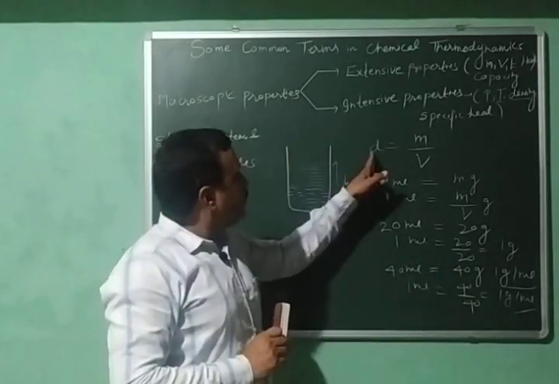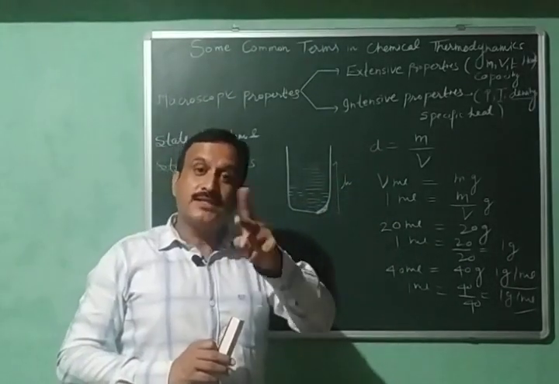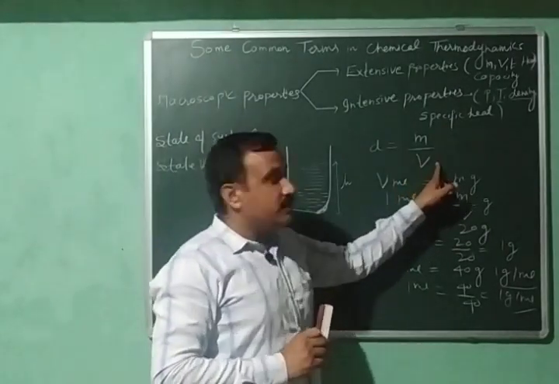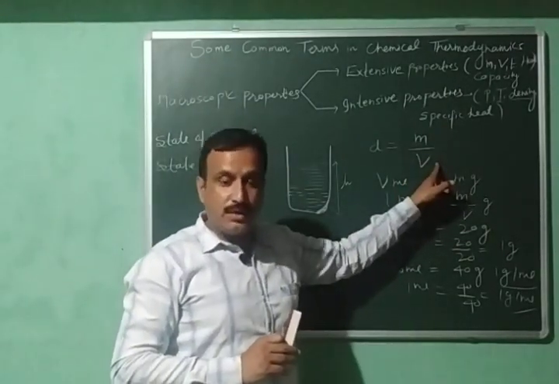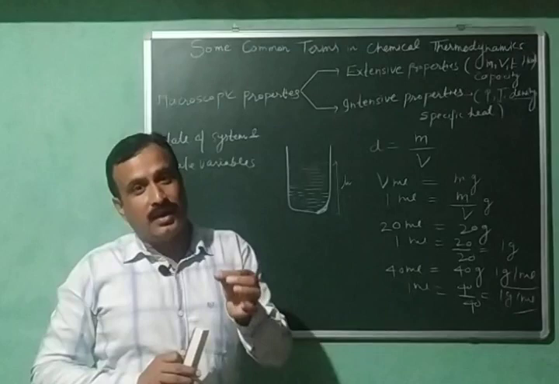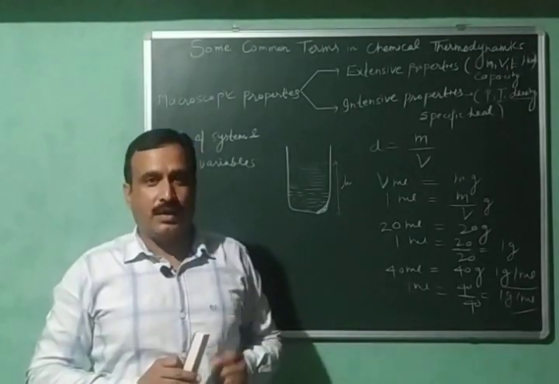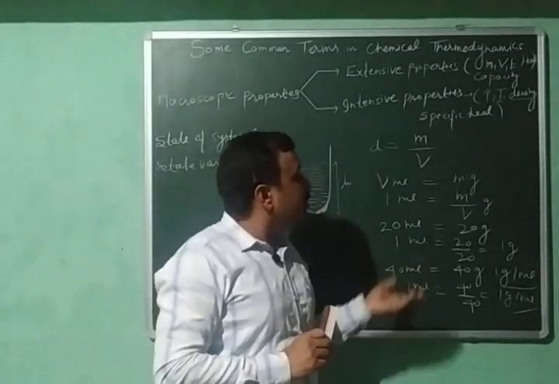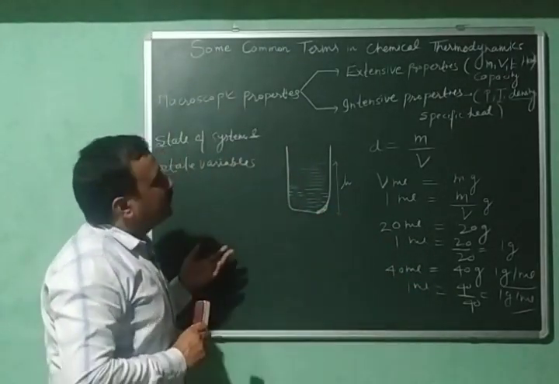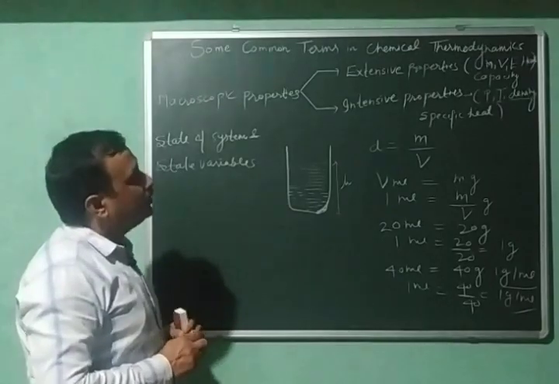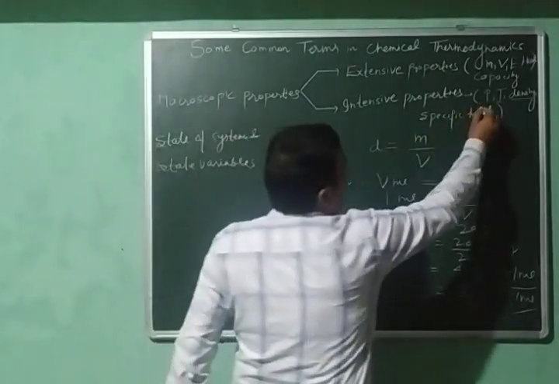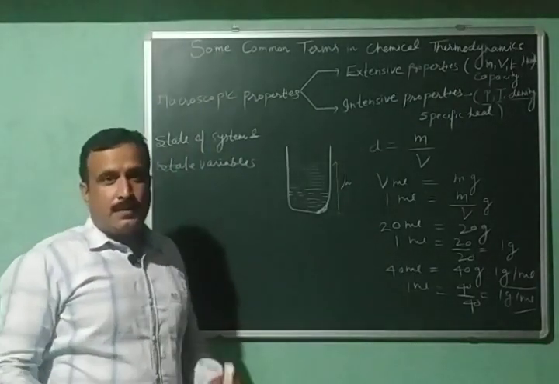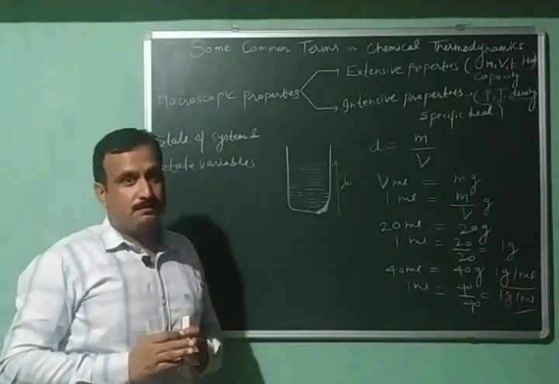So density is the ratio of two extensive properties. Mass is an extensive property, volume is again an extensive property, but density is an intensive property. Have you understood? So density is remaining the same. So in this way density is an intensive property. Now I will discuss how pressure is an intensive property, and it will require some more attention.